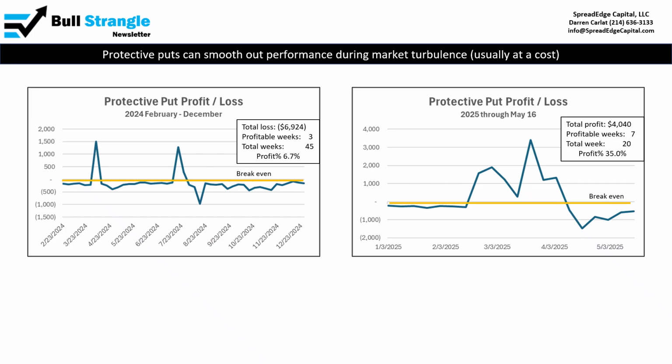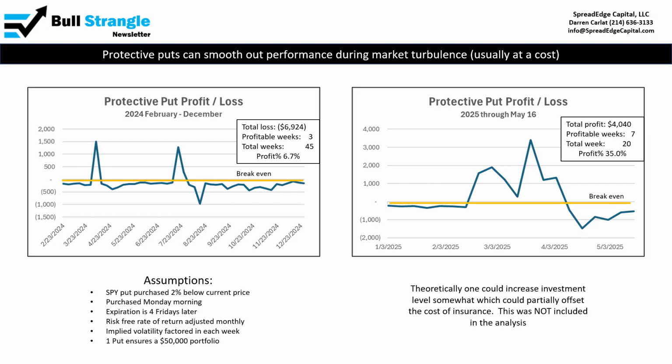Now, let me go ahead and go through the assumptions. The assumptions are that I'm looking at a SPY put purchased 2% below the current price. We're purchasing it on Monday morning for expiration 4 Fridays later, so it's the exact same cycle. If you were going to deploy this tactic, you would do it right alongside all your other trades.